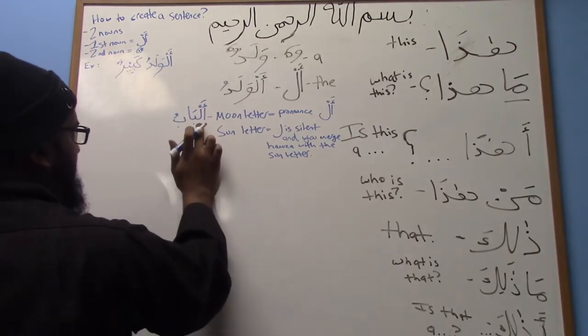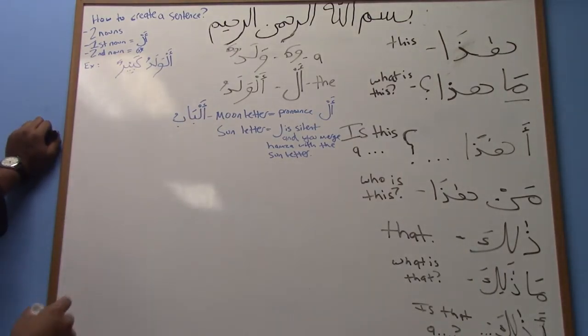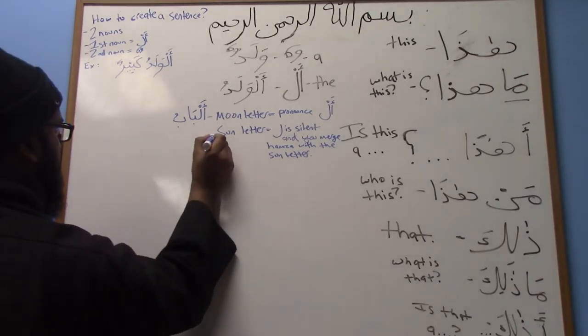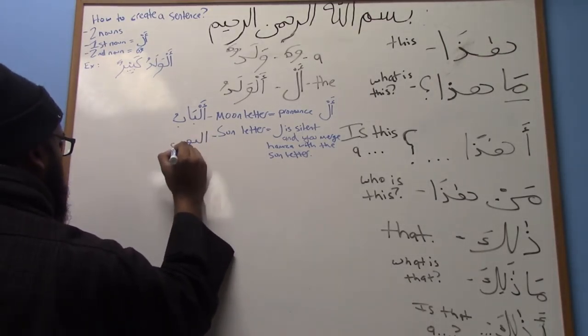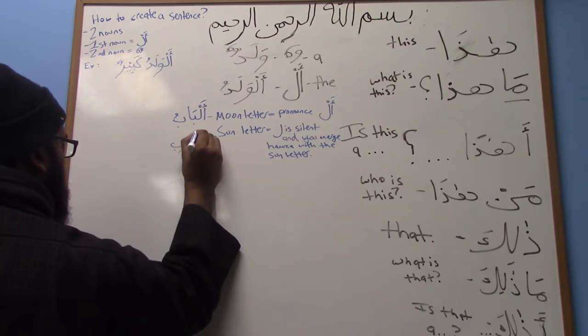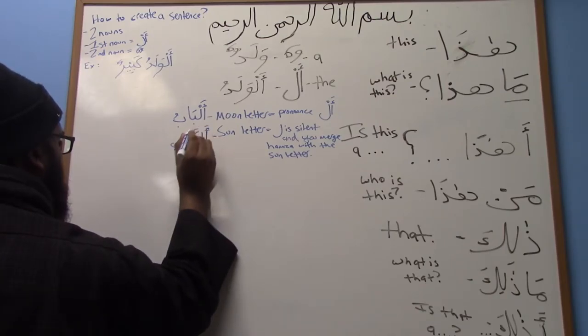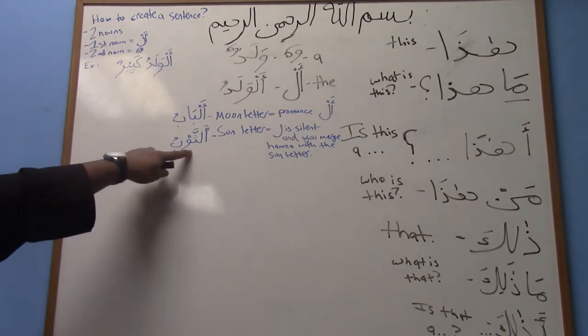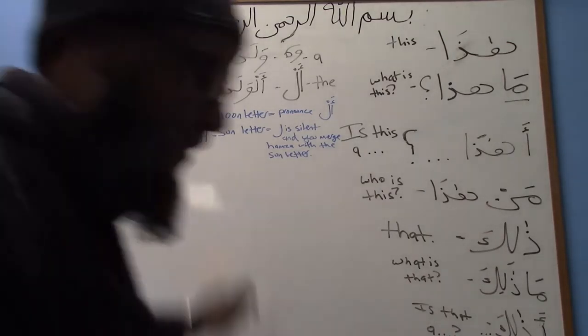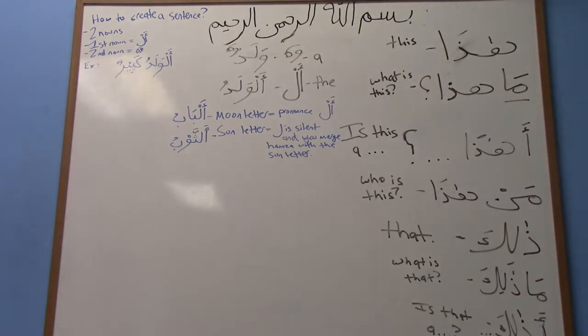Al-babu. Notice that we say al, naam. So, what about sun letter? Give me an example. Al-thawbu. Good. We're merging the hamza with the sun letter, which is fa. Athawbu. Alright? So this here, the author is teaching us on page number 19 all of the sun letters and all of the moon letters.